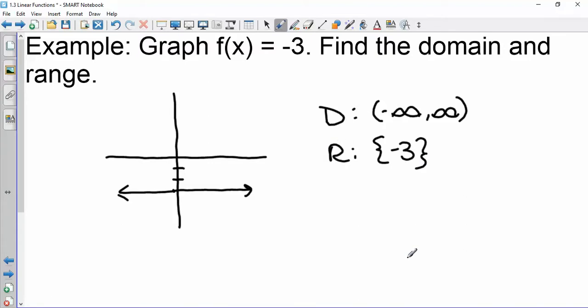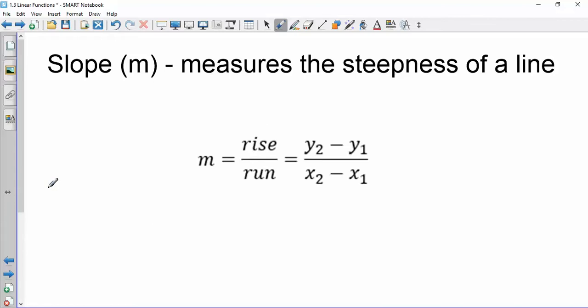Okay, is this increasing or decreasing? Neither. What is this? Constant. Very good. Now we're talking about lines. We need to know how to find the slope.